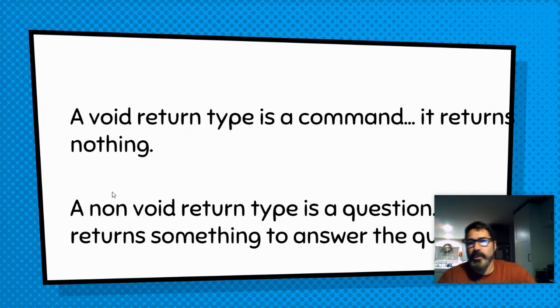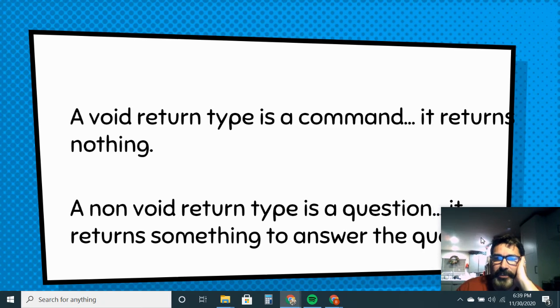Okay, so I want you to repeat after me. A void return type is a command. It returns nothing. Say it with me. A void return type is a command. It returns nothing. You don't have to write that down because that is review.